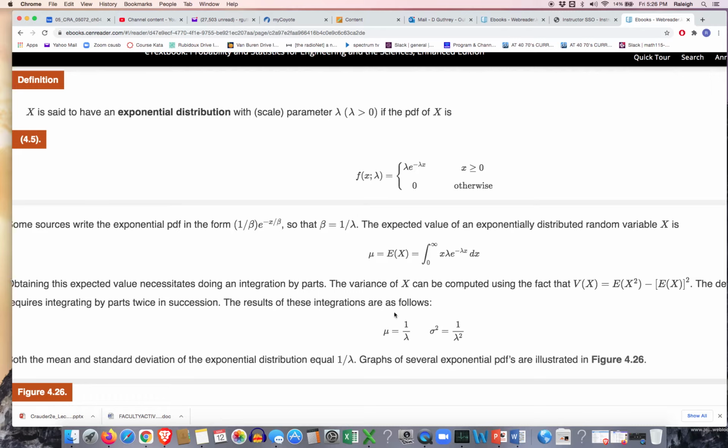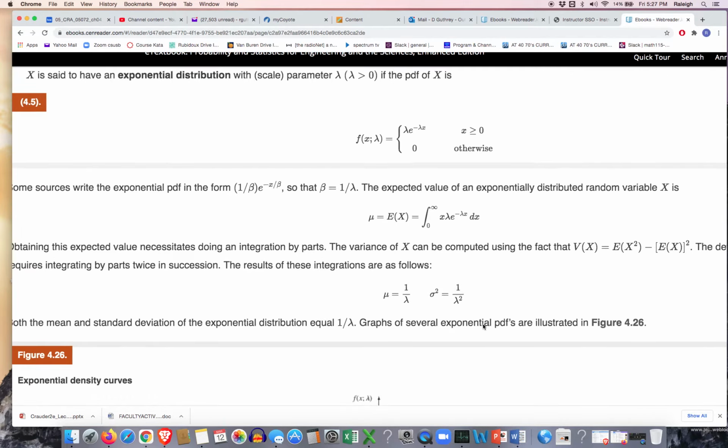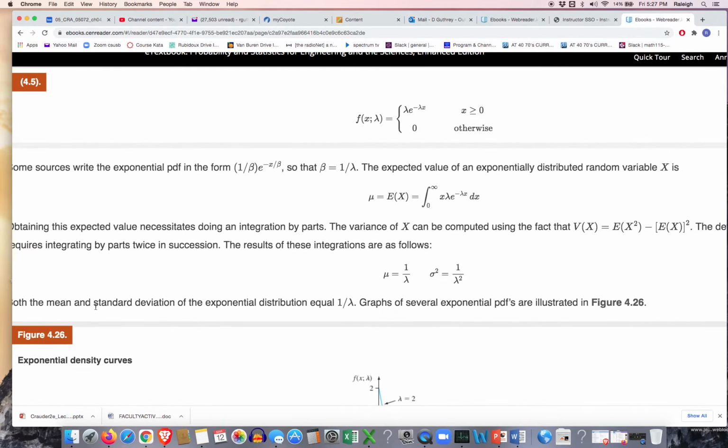As it turns out, though, mu is equal to 1 over lambda, and sigma is also equal to 1 over lambda. Notice I took the square root of both sides. And the variance, of course, if you ever needed that, would be 1 over lambda squared. So yes, both the mean and the standard deviation are the same. That's unusual, to say the least.